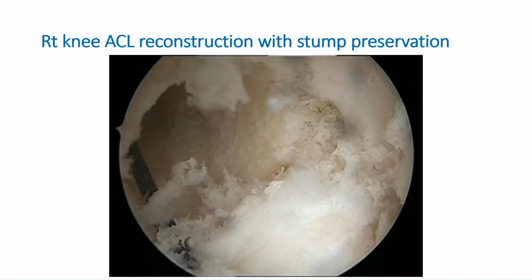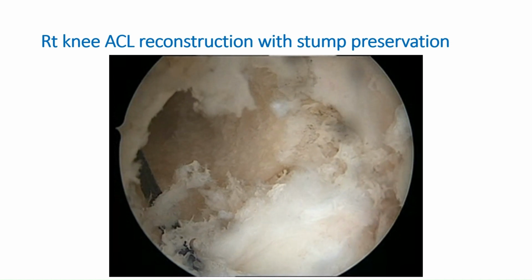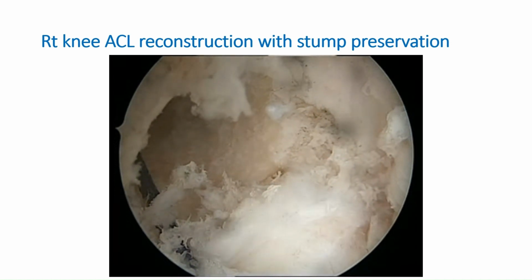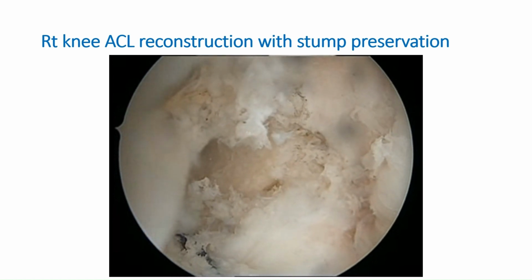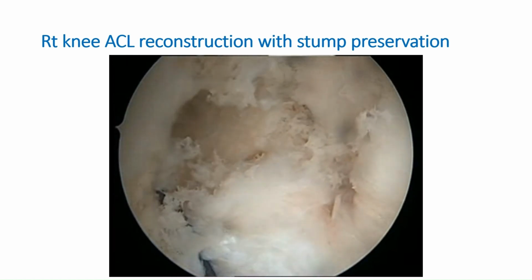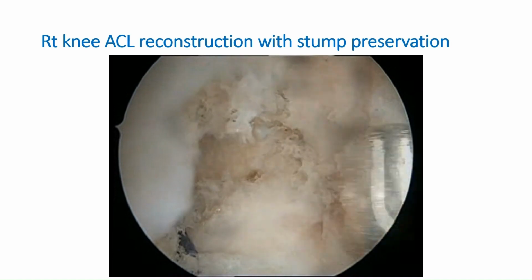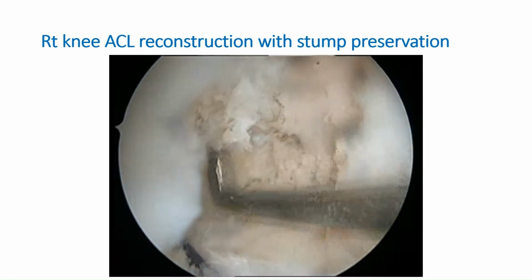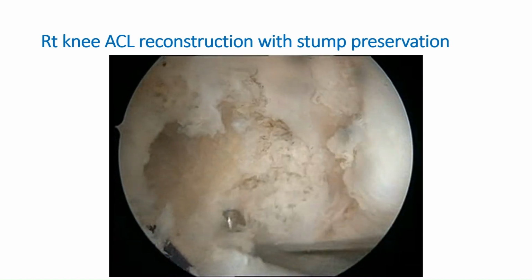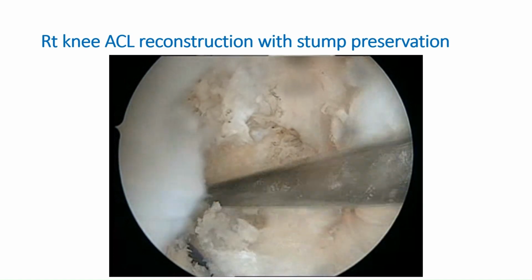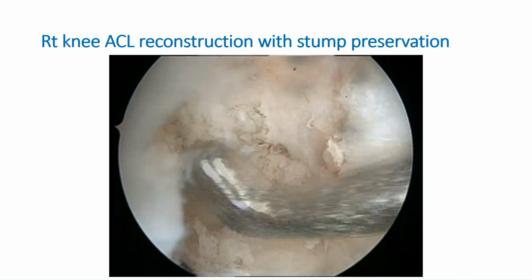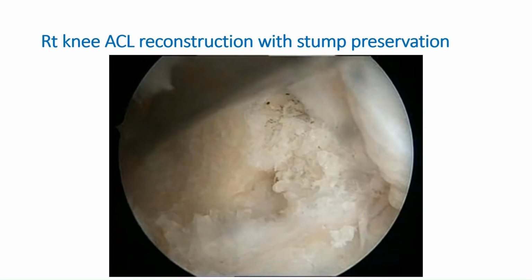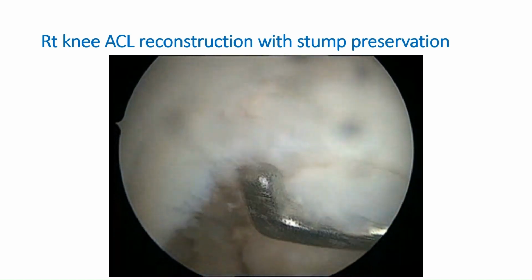This is another right knee with a partial ACL injury, for which we are going to do a stump preservation ACL reconstruction. We've done the femoral tunnel below the lateral intercondylar ridge, transportal drilling. You can see the femoral tunnel. It's just in front of the remnant, the femoral remnant of the native ACL.